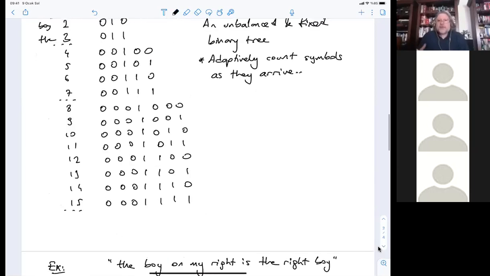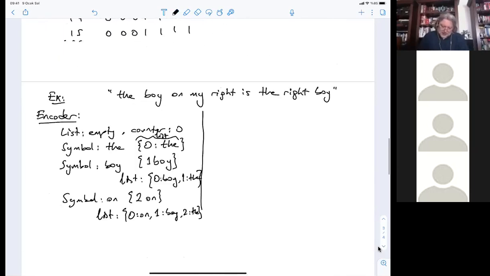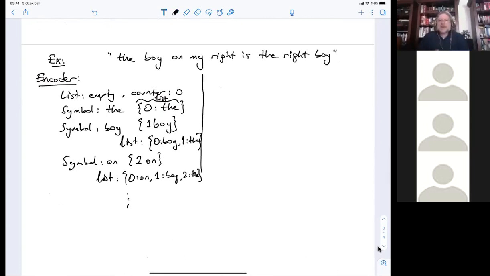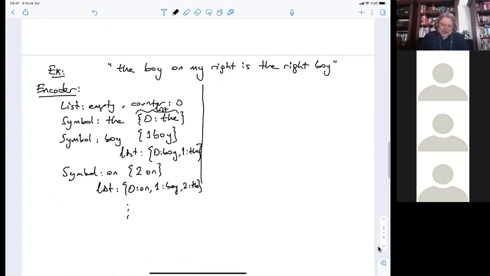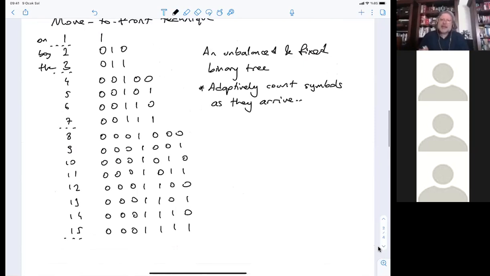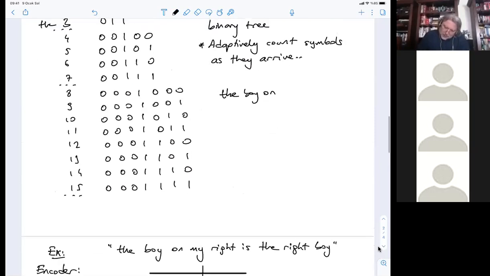Let's continue from here. Let's not write all the things on the encoder side, but let's see how they appear inside the dictionary. So let me repeat the sentence. The boy on my right is the right boy. Right? This was our sentence.